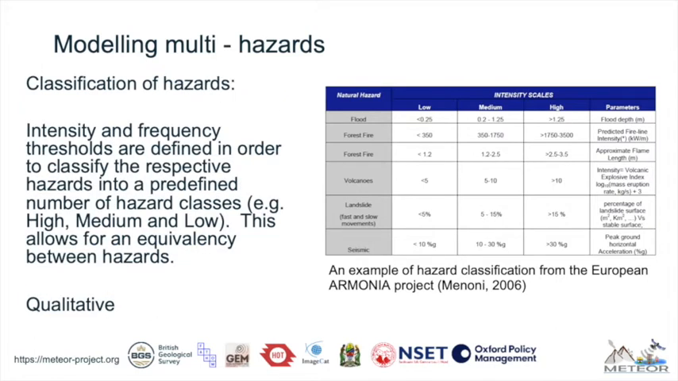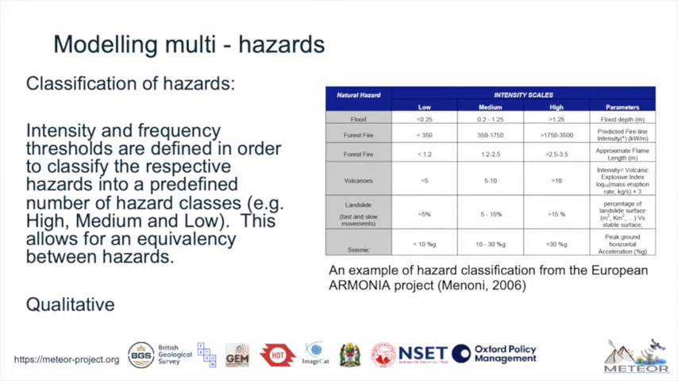The classification of hazard is the most frequently used approach when standardizing between hazards. Intensity and frequency thresholds are defined in order to classify the representative hazards into a predefined number of hazard classes, for example, high, medium, and low. This allows for an equivalency between hazards, as a high hazard earthquake would be in line with a high hazard flood, for example. Classification creates compatibility between the hazard and vulnerability classes, but also results in equivalence of all the single hazard classes, which may not reflect the frequency distribution of these hazards. Classification methods can therefore be thought of as qualitative methods.